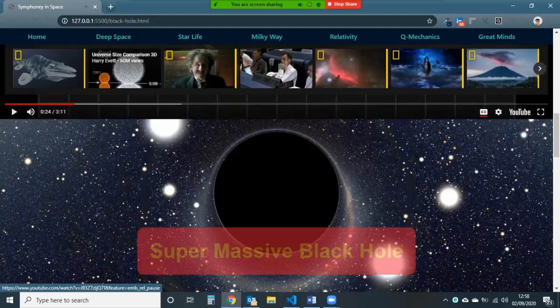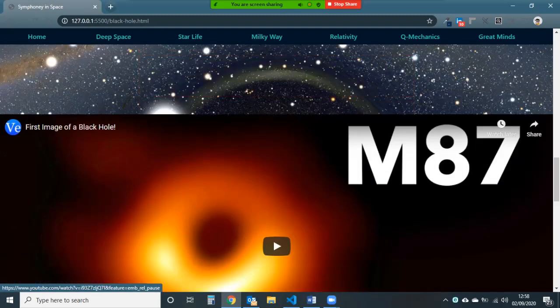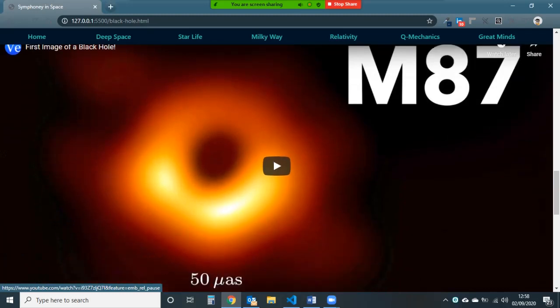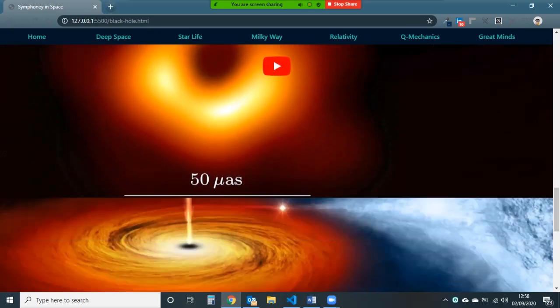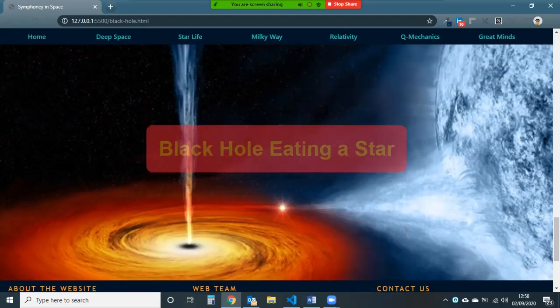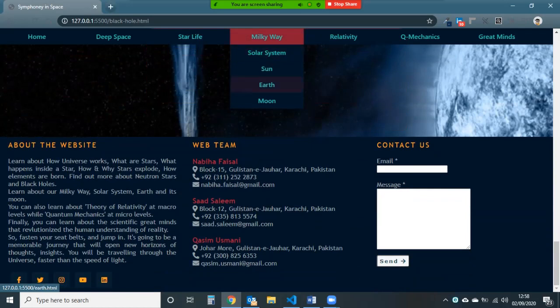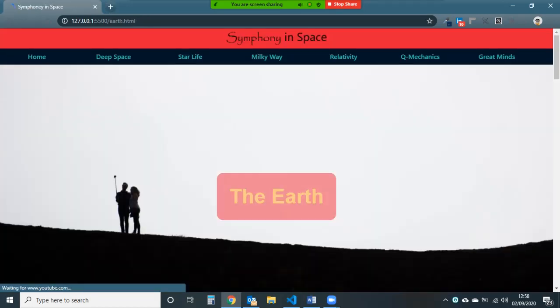Moving ahead, so this is supermassive black hole image. Again, it's an imaginary image, and this is the real image from M87 black hole image that was captured last year. So this is an image of black hole. This is the black hole, and it's eating the whole star. So everything remains the same. This is the Milky Way, solar system, sun. Let me take you to the Earth, our home.